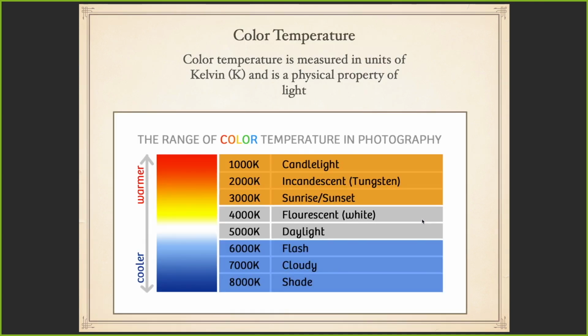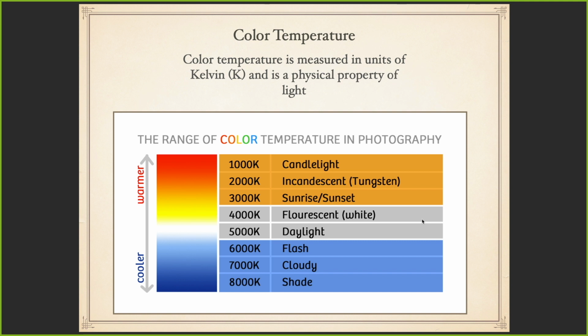So what is color temperature? Here's a scale. Color temperature is measured in units of Kelvin, and it's a physical property of light. Kelvin comes from a gentleman with the last name Kelvin who measured a lot of these. A lot of the way this started was with the colors of flame. Different heats of flame give off different colors, so you can have a blue flame or an orange flame from a fire.